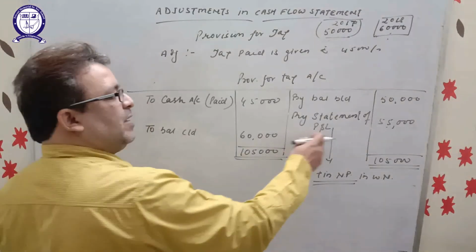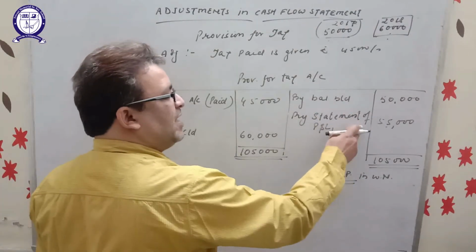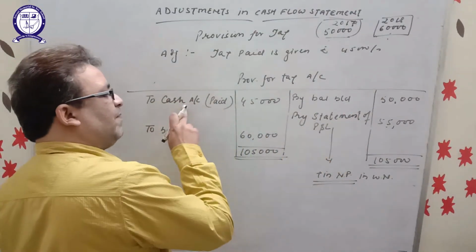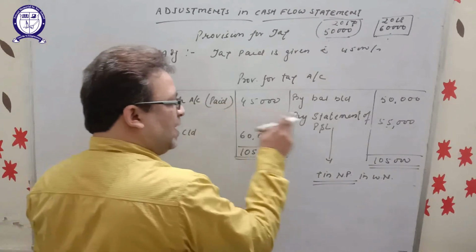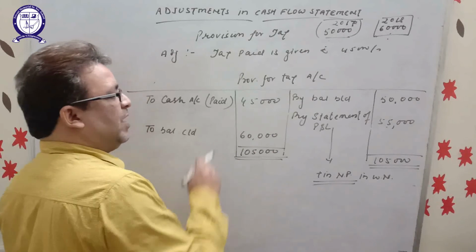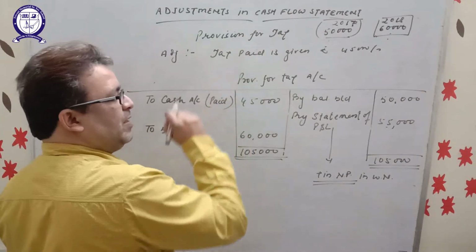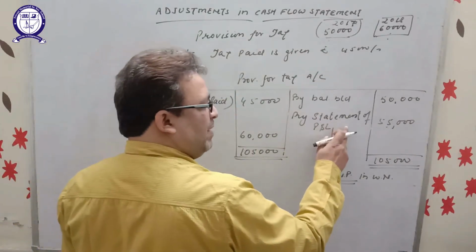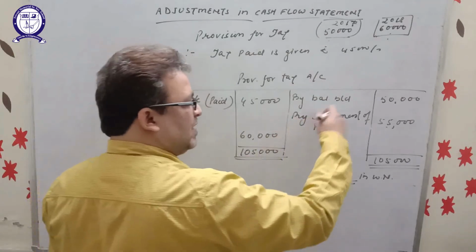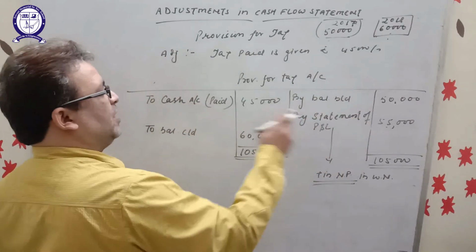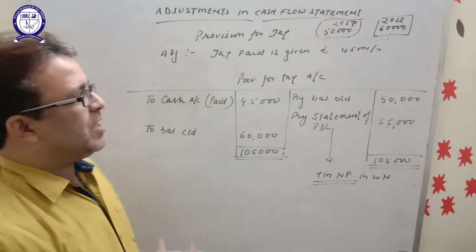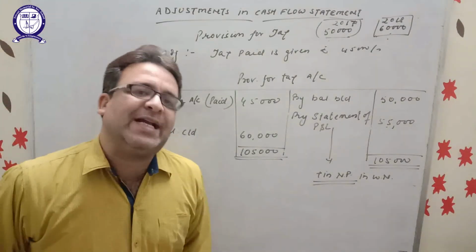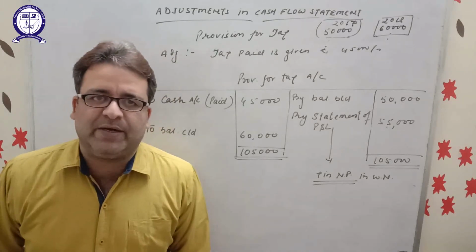If provision made is given in the adjustment, the balancing figure will be income tax paid. So one of them will be the missing figure, right? If tax paid is given in the adjustment, we will calculate the provision made during the year. And if the provision made is given in the question, the balancing figure will be income tax paid. So this is the treatment of provision for tax in the cash flow statement. Thank you.